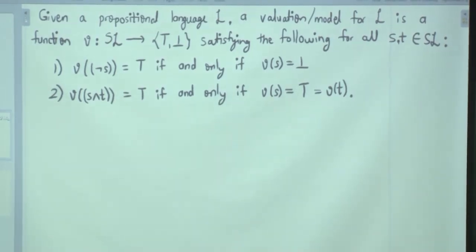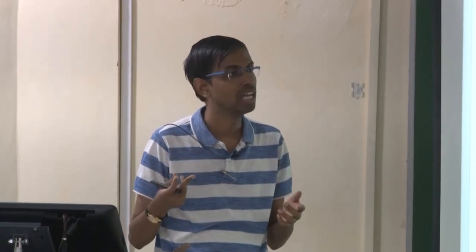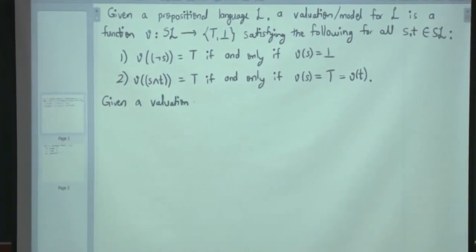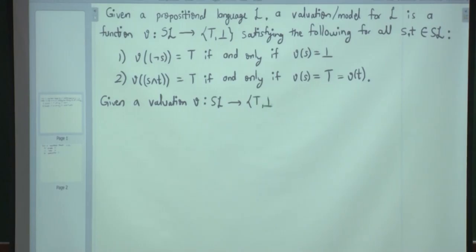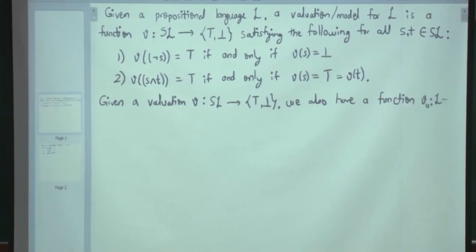Yesterday we used some notation. What is L inside SL? S0L, right? So, in particular, if I have a valuation, then I also have a valuation of the propositional variables, right? So, given a valuation V from SL to true and false, we also have a function V naught from L to true and false.